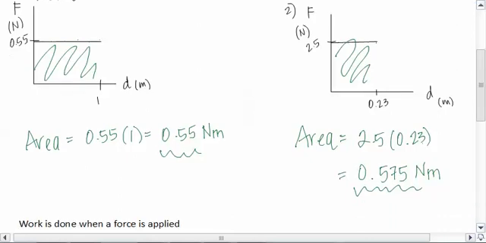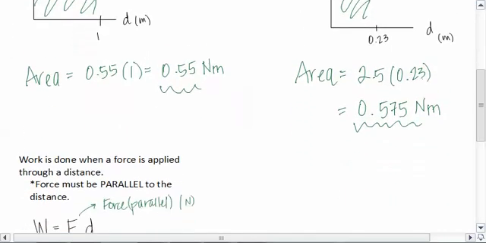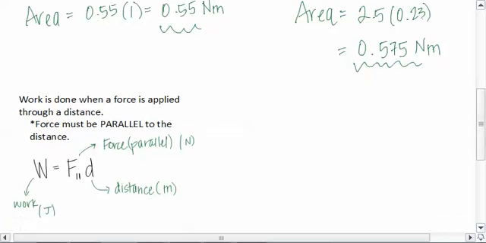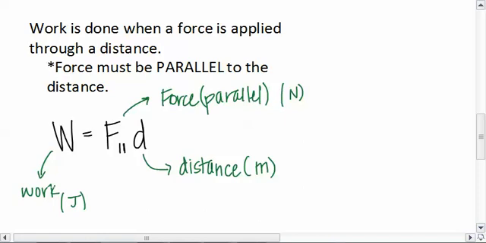So the work done when a force is applied, work is done when force is applied through a distance. So work is done when the force is applied through a distance. And that force must be parallel to the distance. And let me show you why. So a Newton meter is the same thing as a joule.